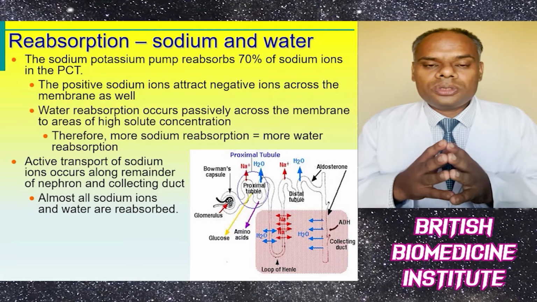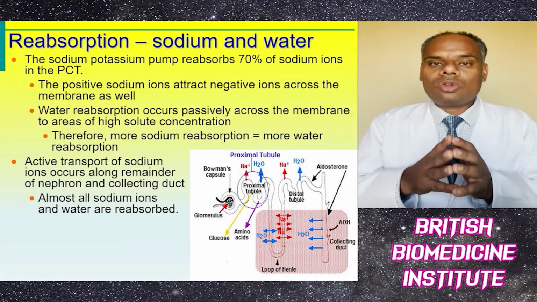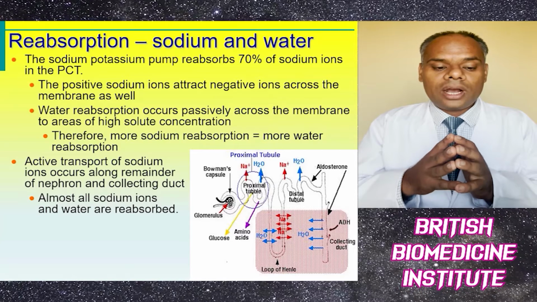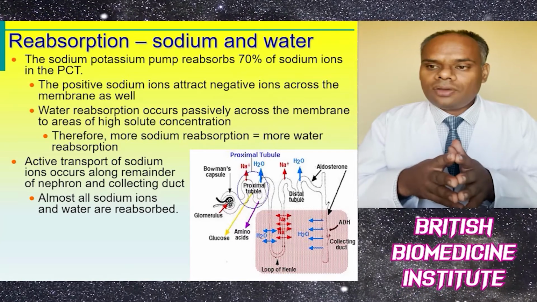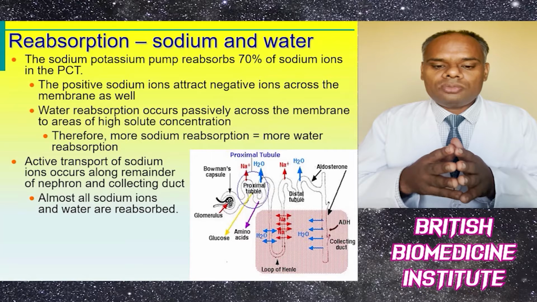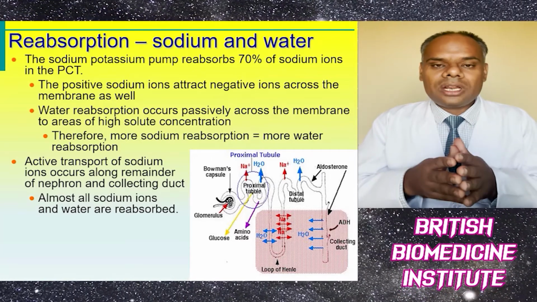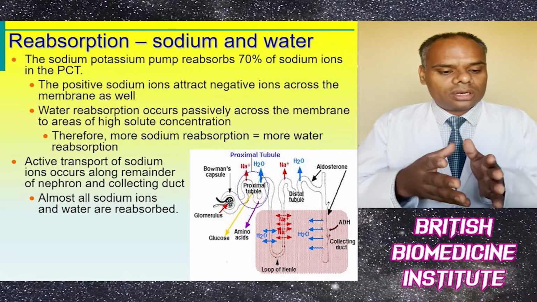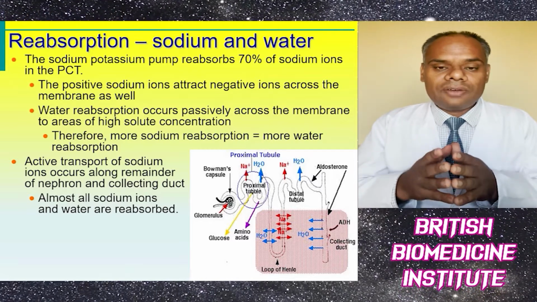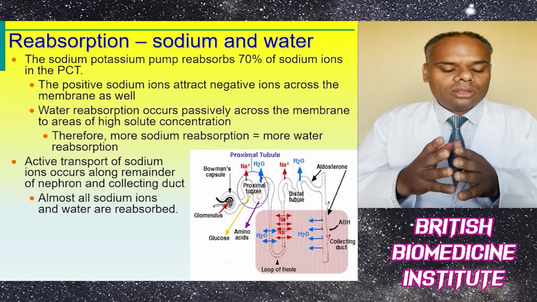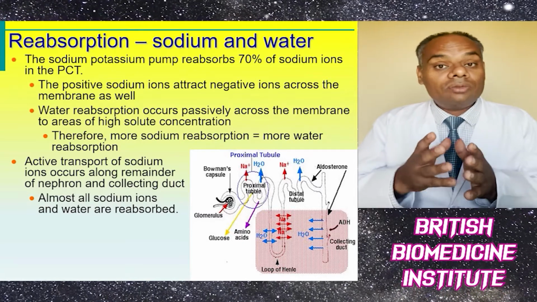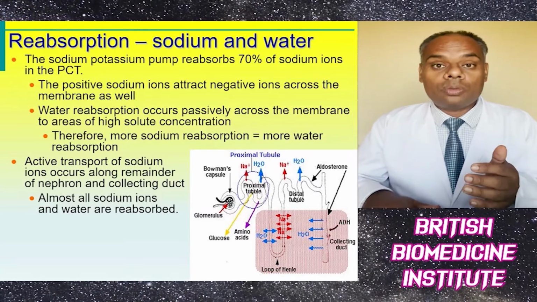The water reabsorption occurs passively across the membrane to areas of high solute concentration. Therefore, more sodium reabsorption equals more water reabsorption. Active transport of sodium ions occurs along the remainder of the nephrons and collecting duct. Almost all sodium ions and water can be reabsorbed.